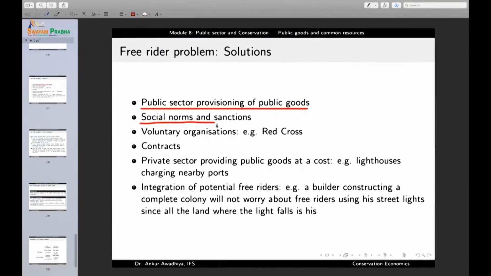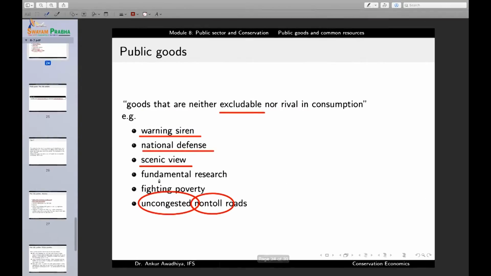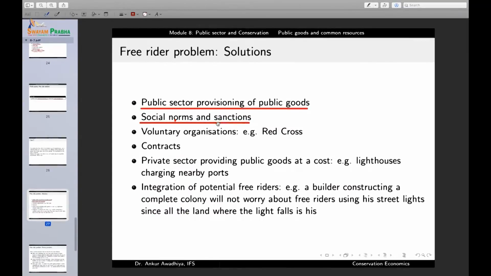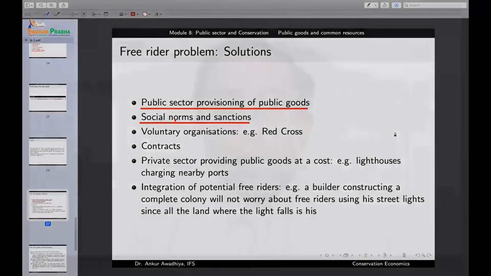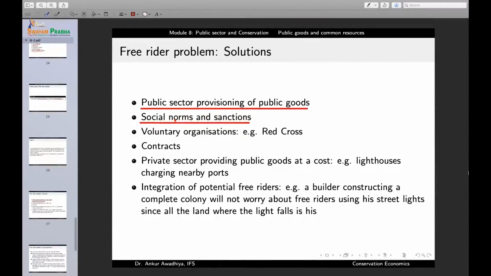Or social norms and sanctions. In this case, if we have a resource such as, say, warning siren, the social norms and sanctions may say that everybody should pay for the warning sirens to be installed. And if a person does not pay for the warning sirens, then probably this person will be ostracized. So social norms and sanctions can help solve the free rider problem. Also, if they find a person who is free riding, then there can also be a social boycott. So in this way, the social norms and sanctions can be used.